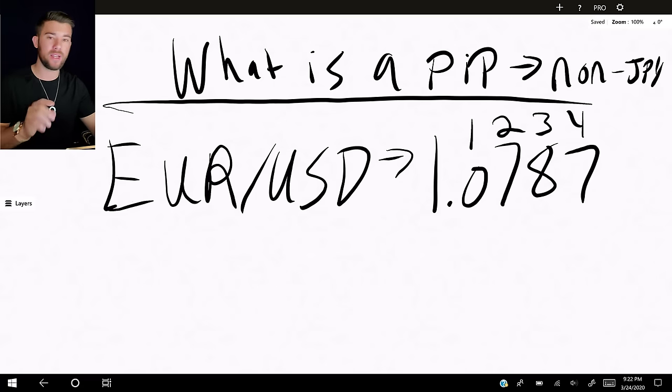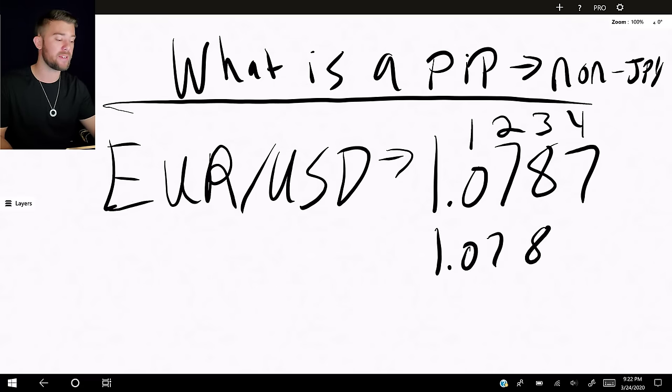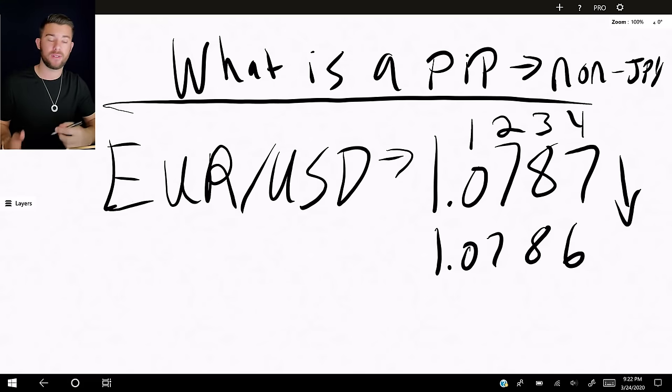So we have the euro dollar at a value of 1.0787. What if the euro dollar goes to 1.0786? How much have we dropped? The euro dollar has gone down now, but by how much? Well, the math here is pretty easy. If we went from 7 to 6 on our fourth decimal, which is a pip, we dropped by one pip.